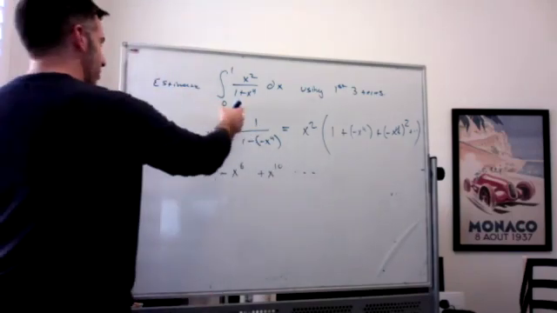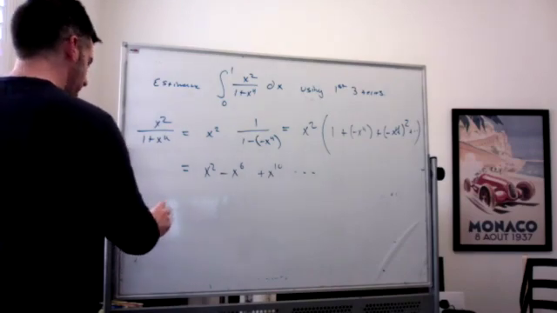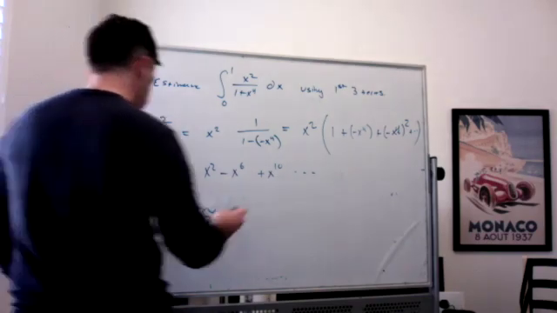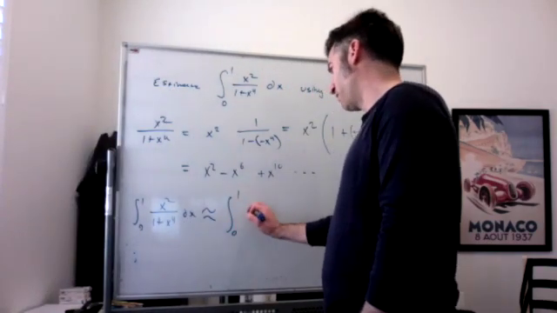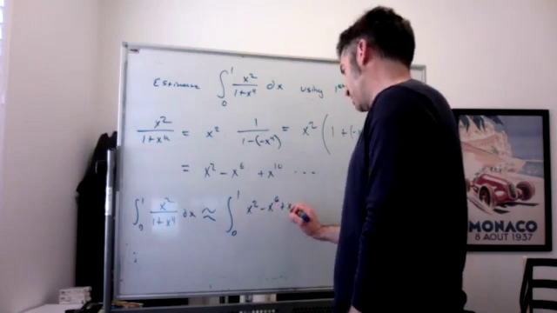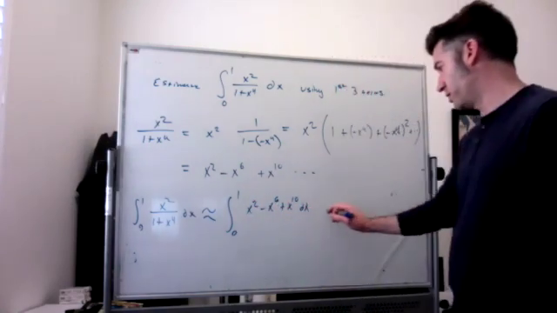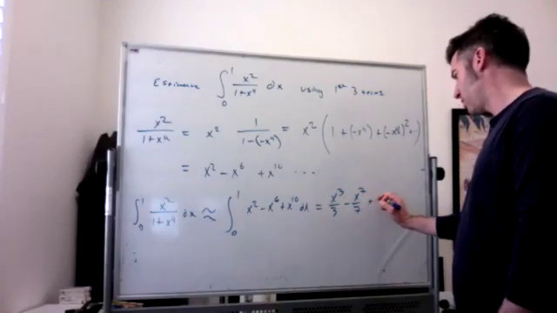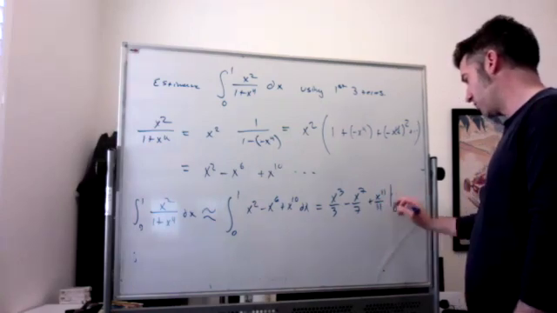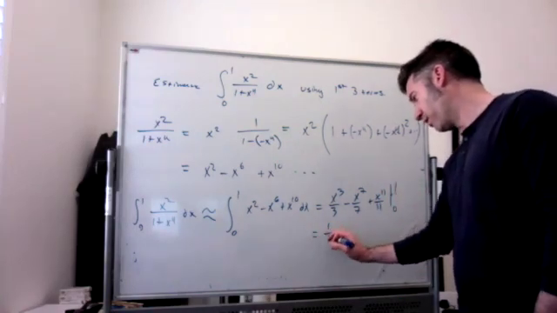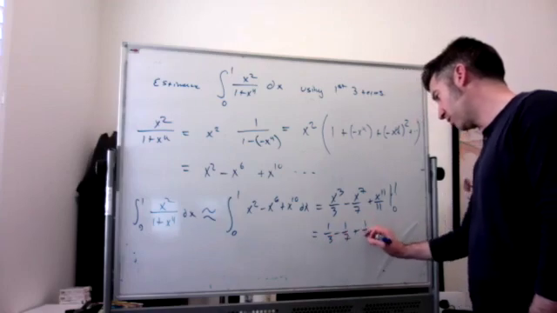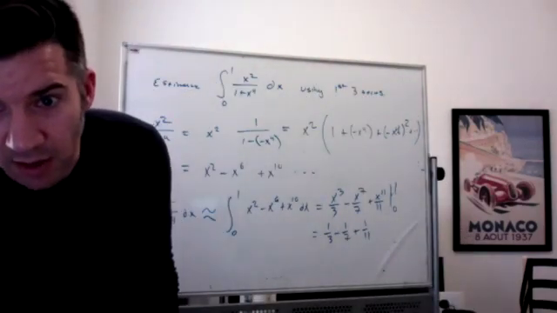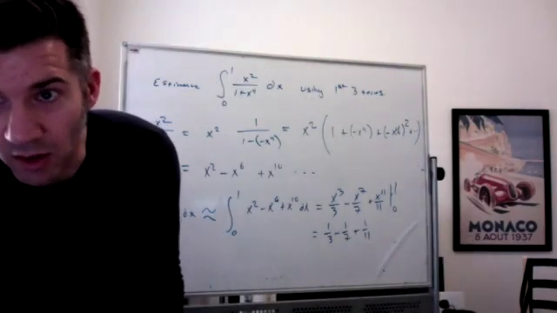So I can say that this integral, x squared over 1 plus x to the 4th, is approximately the integral from 0 to 1 of x squared minus x to the 6th plus x to the 10th, which is going to be x cubed over 3 minus x to the 7th over 7 plus x to the 11th over 11, from 0 to 1, which is going to be 1/3 minus 1/7 plus 1/11. That's our approximation. We also are curious about the error.